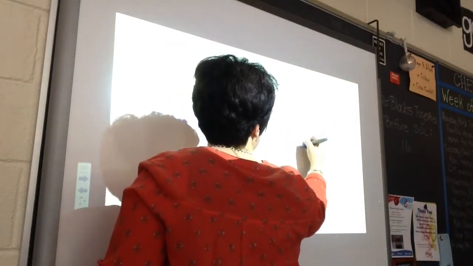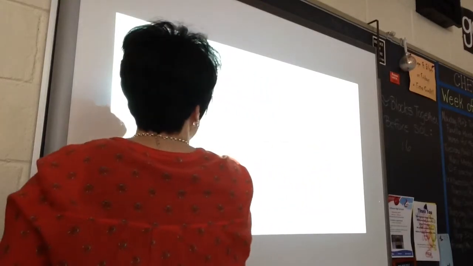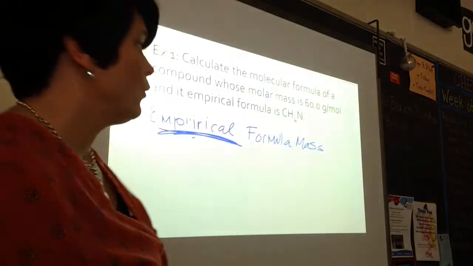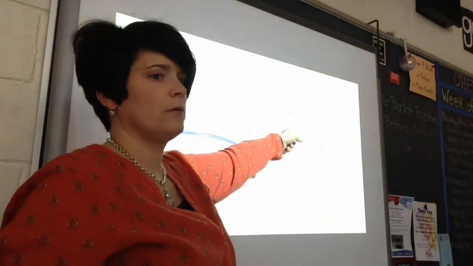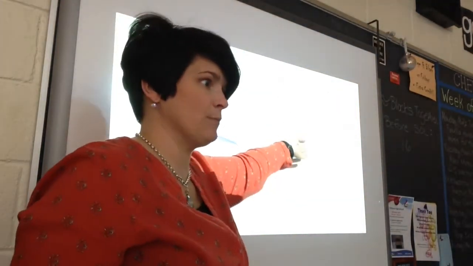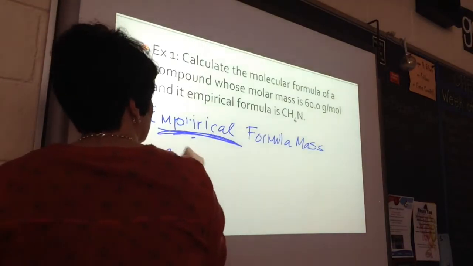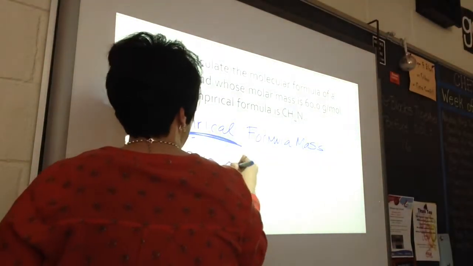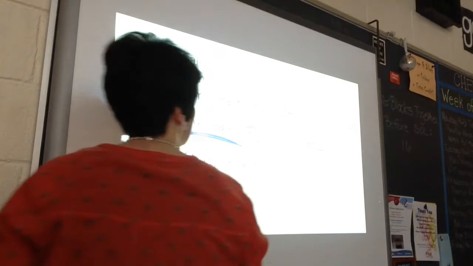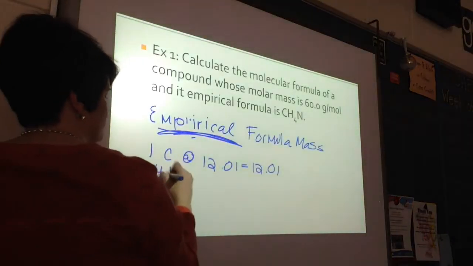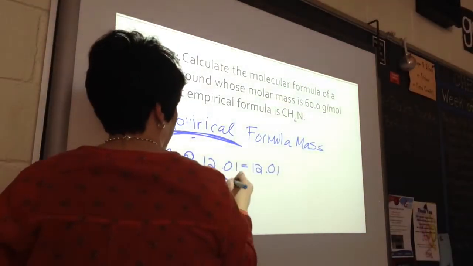the empirical formula mass, which means we're going to take the empirical formula and calculate its molar mass. So, 1 carbon at 12.01, 4 hydrogens at 1.01 apiece.